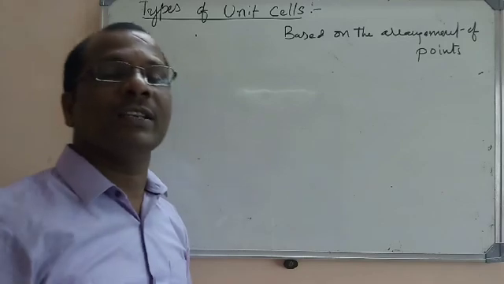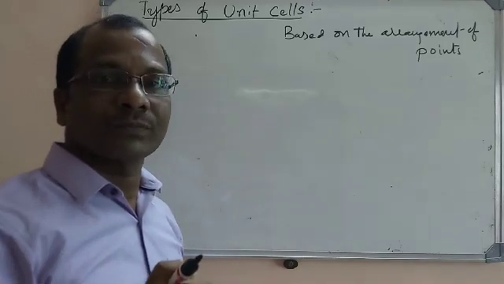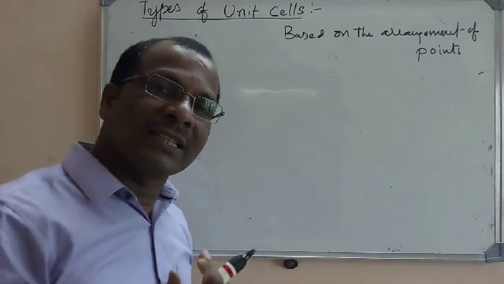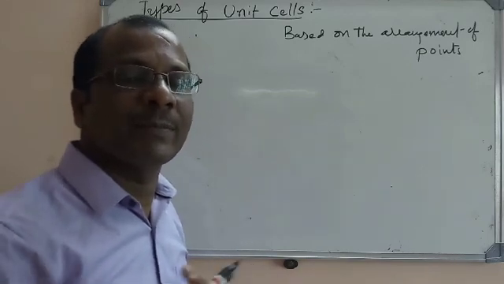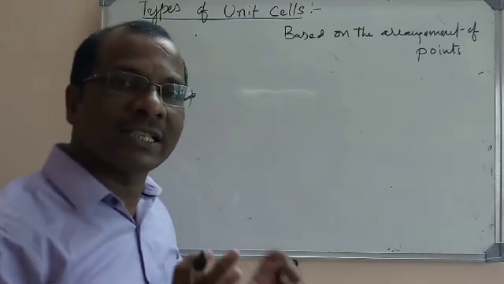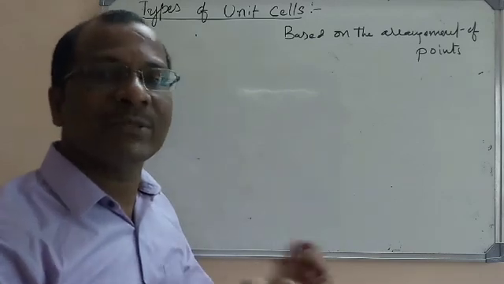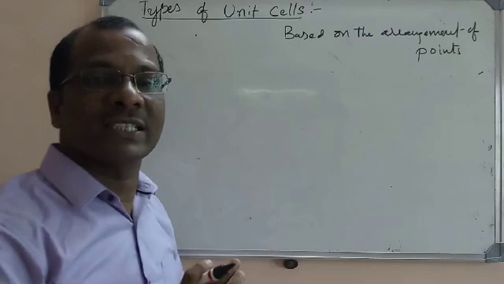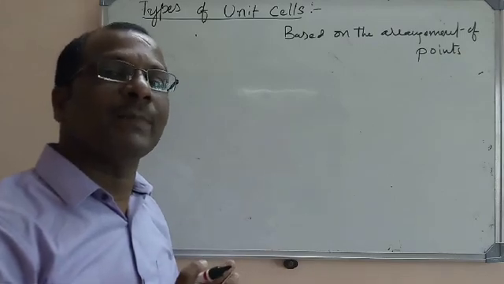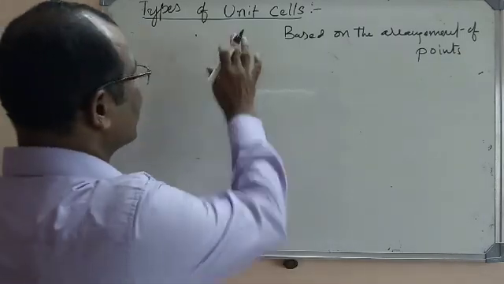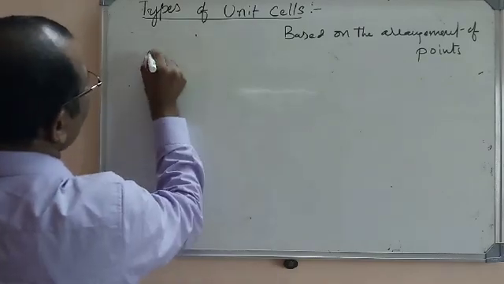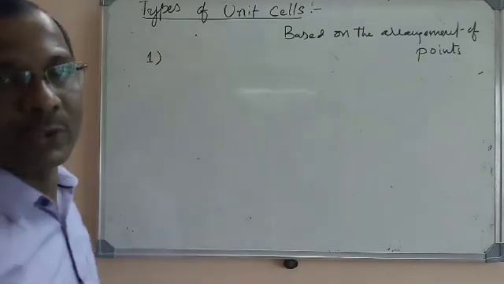So we don't study now the lengths and angles. We don't consider the lengths of the edges and angles made by the edges. Now we are only discussing based on the arrangement of the points. Where are the points arranged? Only that we consider. We don't take the cell parameters into consideration in this. Only the arrangement. So based on the arrangement of the points, we have two types of unit cells.